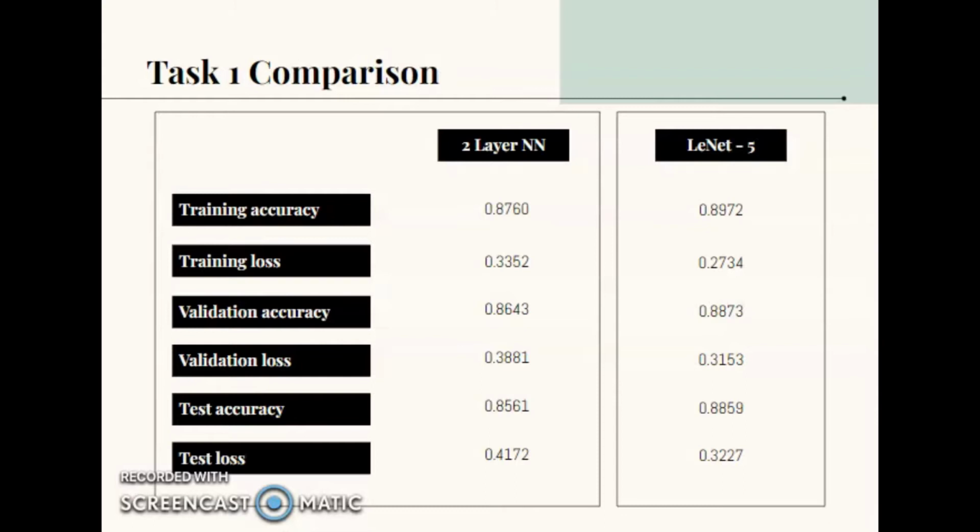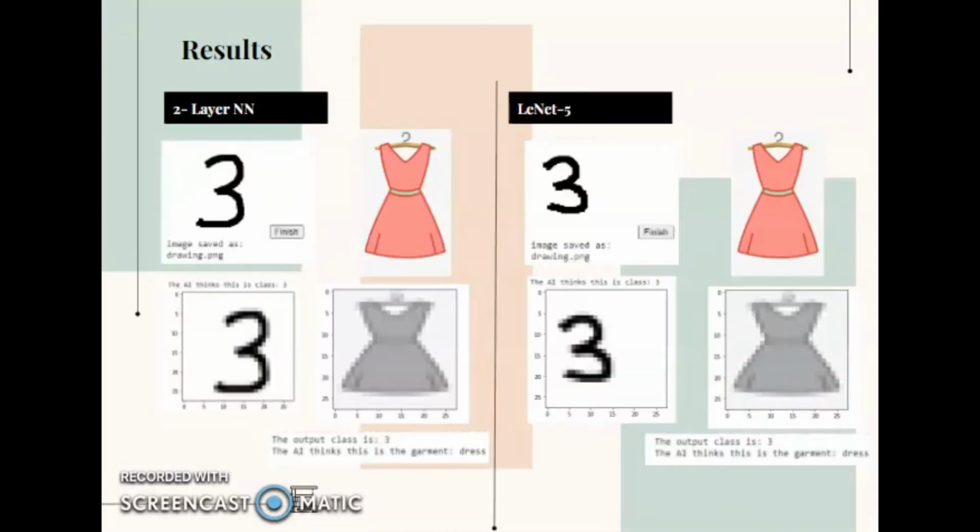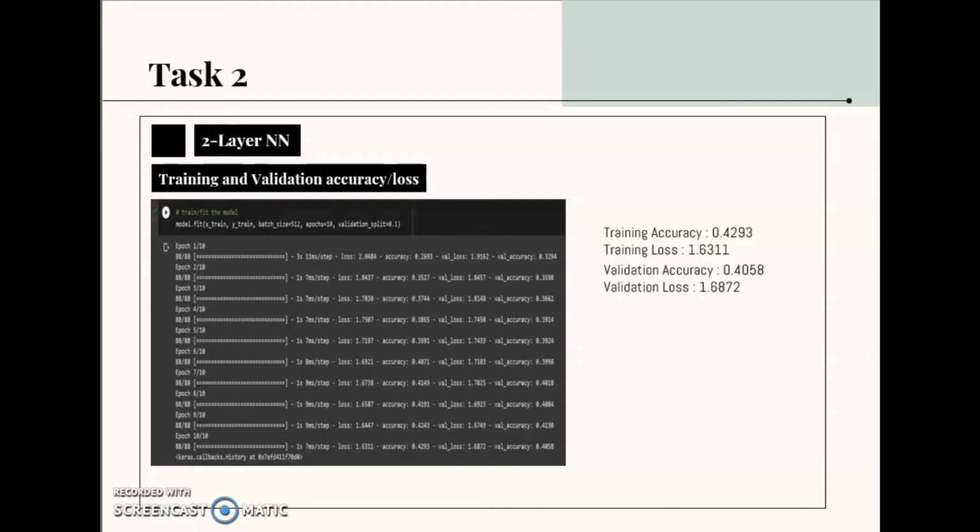And also for the loss, LeNet-5 shows a much smaller loss compared to the two-layer neural network. And here are the results for task 1. Both are tested using the same image and same number, and both give the right answer. But as can be seen from the previous slide, LeNet-5 gives a much better accuracy. Okay, so I'm Intan and I'll be talking about task 2.